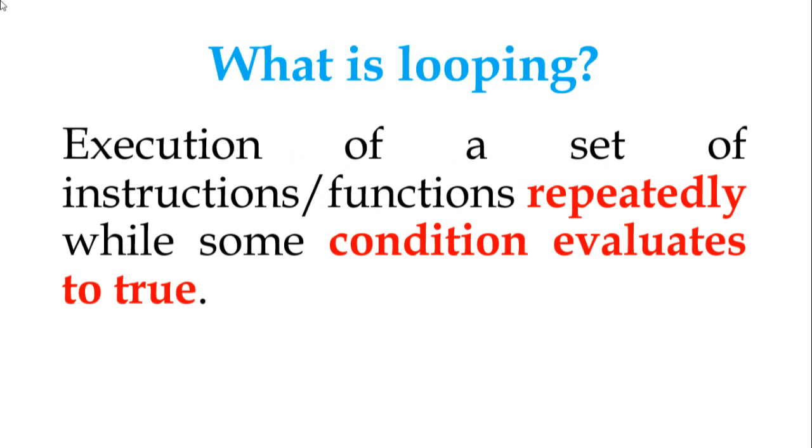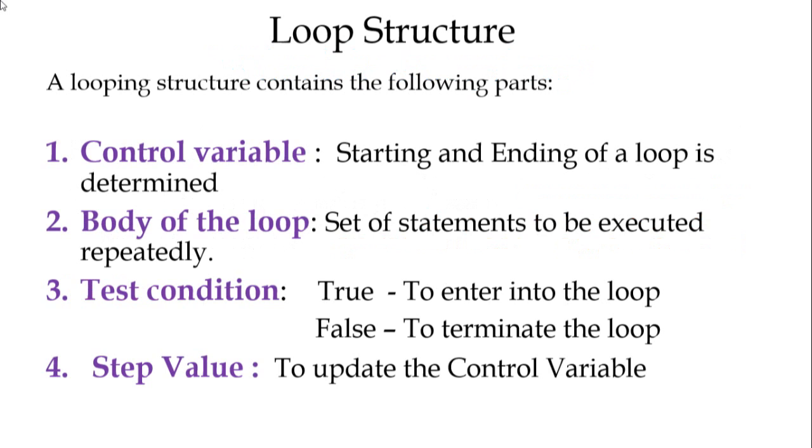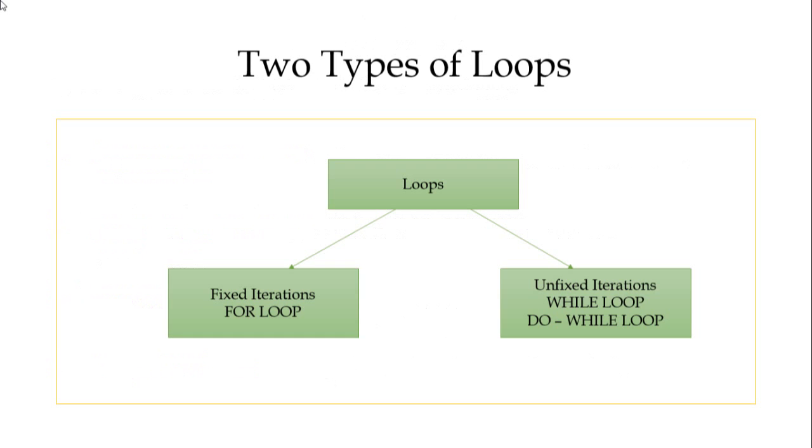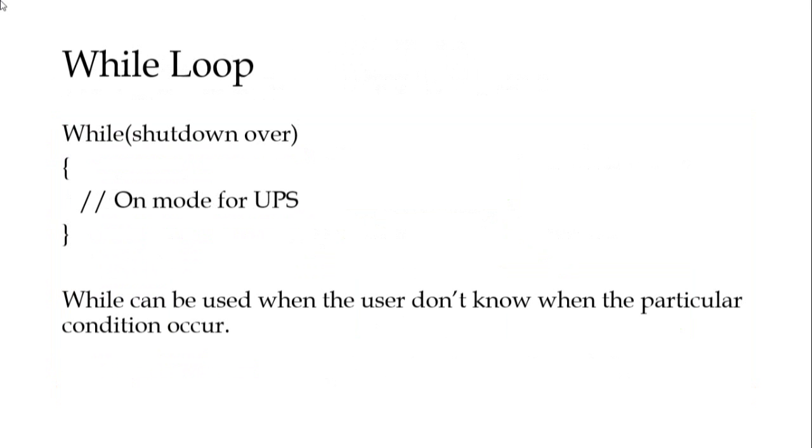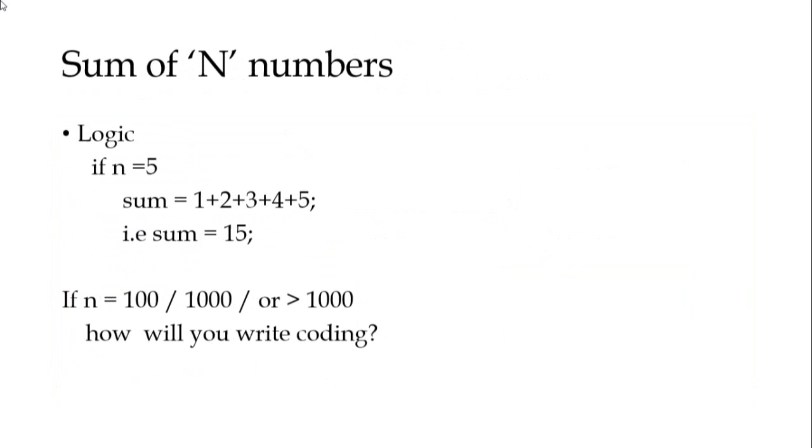I already defined what looping is, what a loop structure is, what components are available in a loop structure, the two different types of loops, and the syntax for all the loops in a Java program. Now I'm going to explain how to write looping statements in Java with the help of this example.